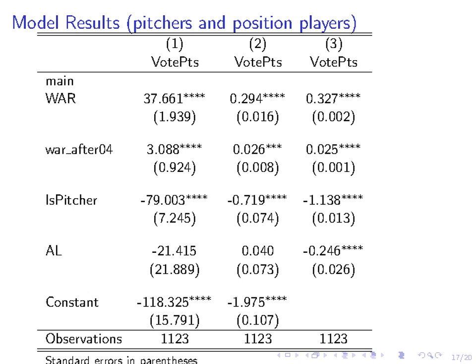I don't know what it is. Maybe they can't do this apples to oranges comparison, or maybe a lot of voters feel like the Cy Young Award is the MVP award for pitchers. But for whatever reason, pitchers are docked, conditional on a level of WAR and the time period of the vote. They're docked 79 vote points.